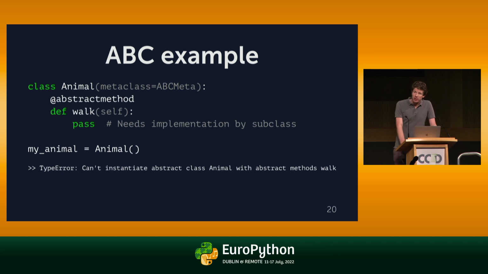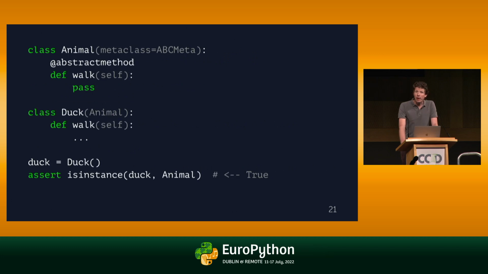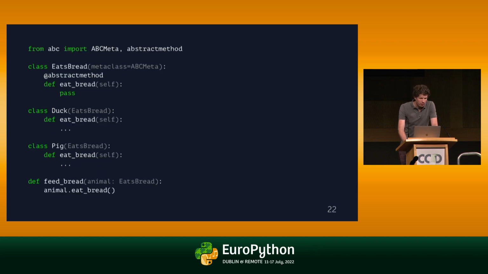Now we cannot instantiate an animal because, well, an animal is a base class. It's abstract. We cannot use it. So if we try to instantiate an animal, we'll get, at runtime, a type error saying that we cannot do that. What we can do, though, is define a class duck that inherits from animal and that can walk. And now we can instantiate the duck, and this duck is then an instance of animal. Well, okay, so that's cool. So how is this useful?